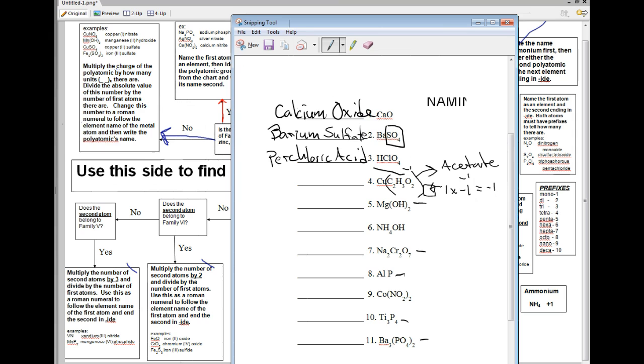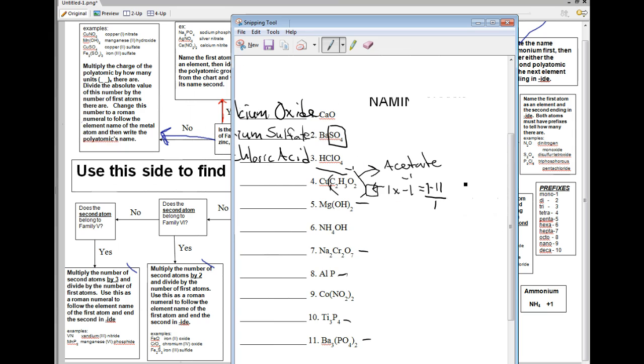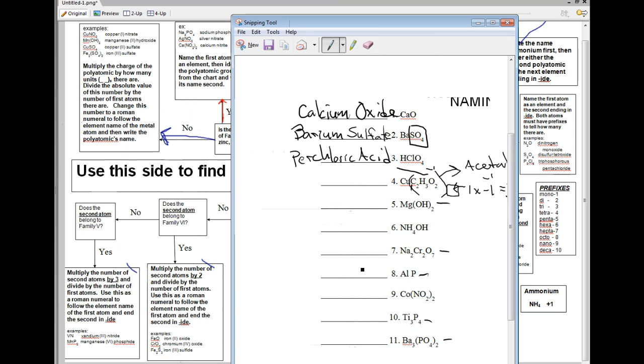Now it says divide the absolute value of this number by the number of first atoms. The absolute value of -1 is 1. We're going to divide that by how many coppers there are, and that happens to be 1. This is a whole lot of work for nothing. -1 divided by 1, and the absolute value is just 1. Change this number to a Roman numeral to follow the element name of the first atom. So we put a Roman numeral 1, and it comes after the first atom, which is copper.